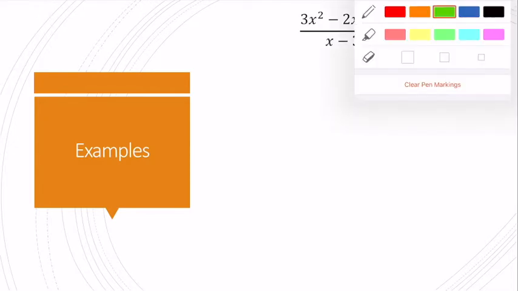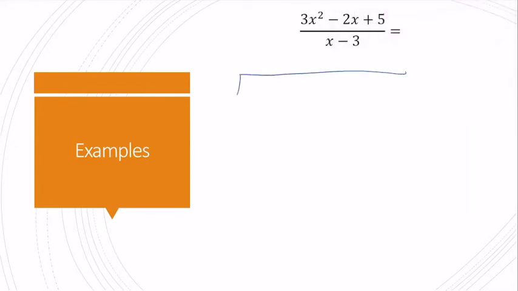Let's work through another example. I have 3x squared minus 2x plus 5 divided by x minus 3. So I look at 3x squared and I say, what do I multiply x by to make it look like 3x squared? The answer is going to be 3x. 3x times x gives me 3x squared. 3x times negative 3 gives me a negative 9x.